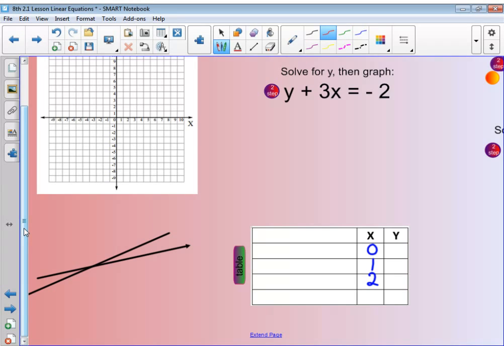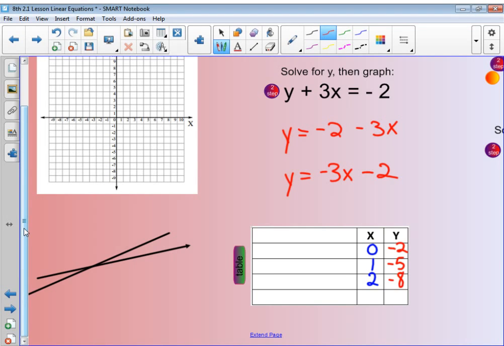Okay, so in the end, you should have ended up with y equals negative 2 minus 3x, which if I rewrite that would become y equals negative 3x minus 2. Okay, then for your y's, when you substitute it in, you should have gotten a negative 2. And then when I substitute in 1, that would give me negative 5. And when I substitute in a 2, it would give me negative 8.